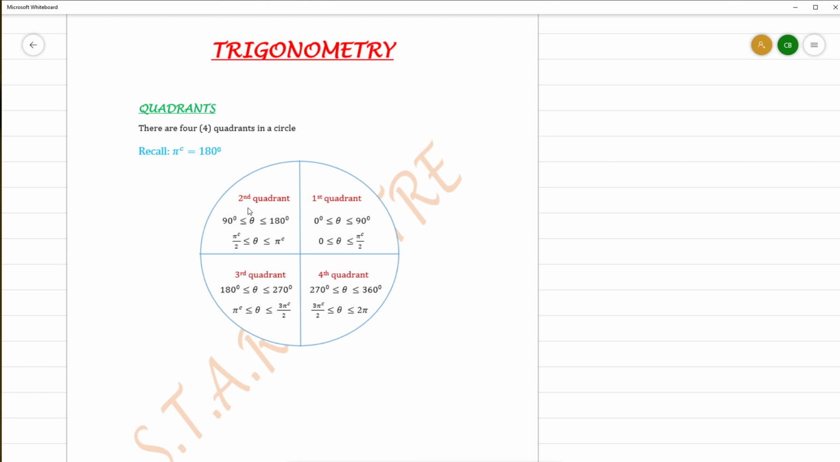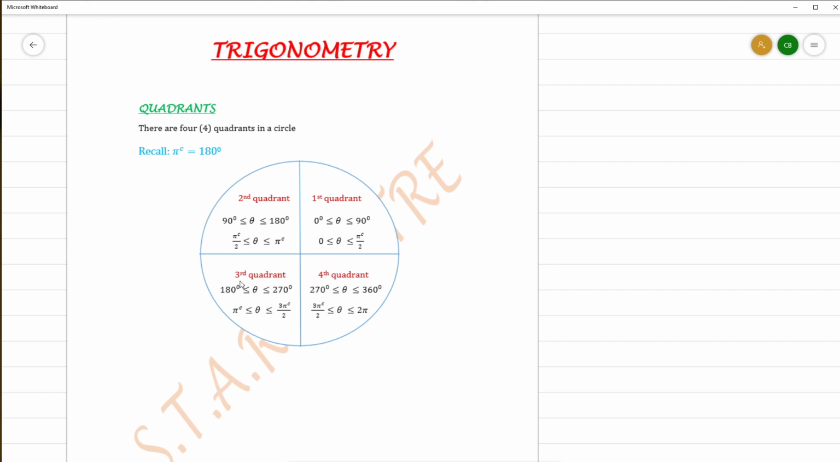This is a second quadrant, and theta or angles in this quadrant lies between 90 degrees and 180 degrees, and in terms of radians, theta would lie between pi over 2 radians and pi radians. So again, pi over 2 radians would be the equivalent to 90 degrees, and pi radians equal 180 degrees.